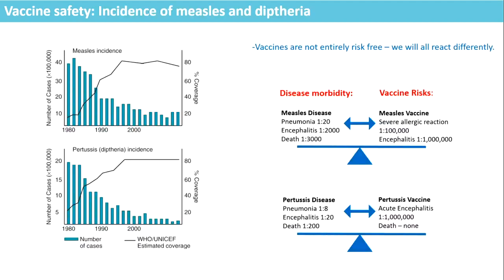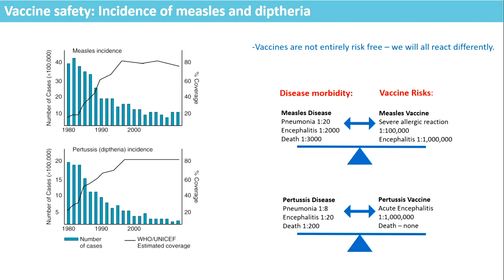We can look at that with a focus on a couple of different diseases. So this is looking at measles and diphtheria. You can see here the number of cases, and as the vaccine coverage increases, we get a reduction in the disease, and that's true for both measles and diphtheria. It's really important to remember that a vaccine isn't risk-free and that everyone will react differently.